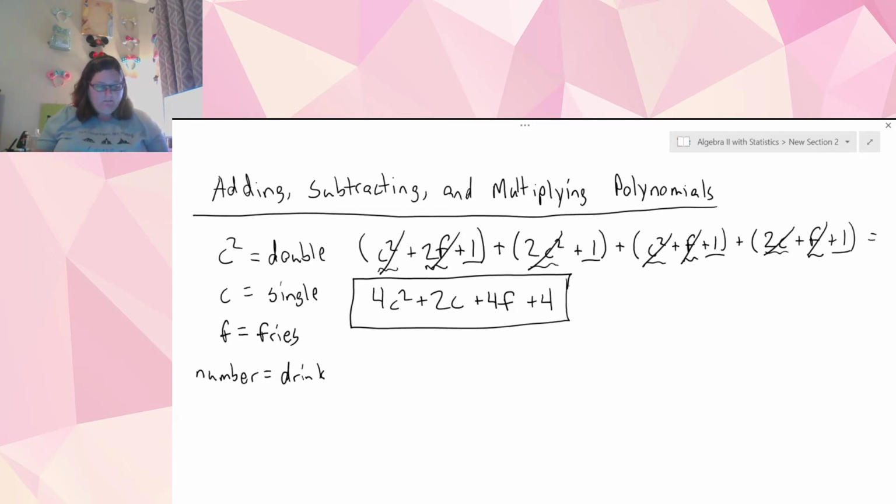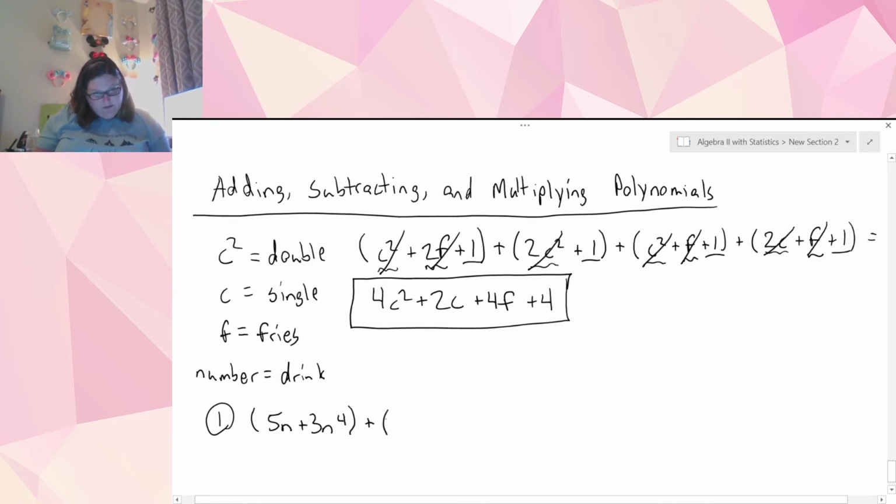So let's look at a couple more examples that don't have to do with this situation. They're more of the problems we're going to see. So I have 5n plus 3n to the 4th plus 6n minus 8n squared minus 4n to the fourth.